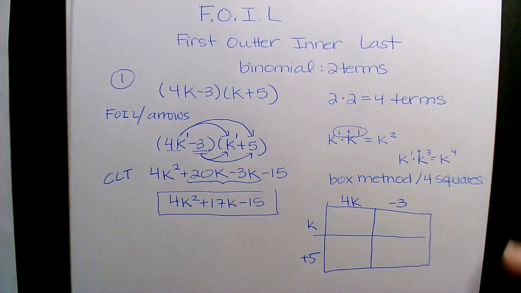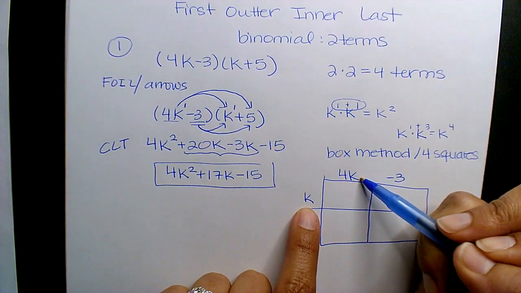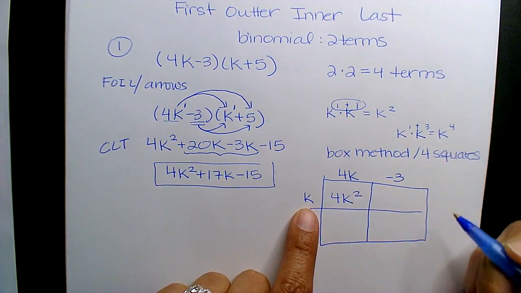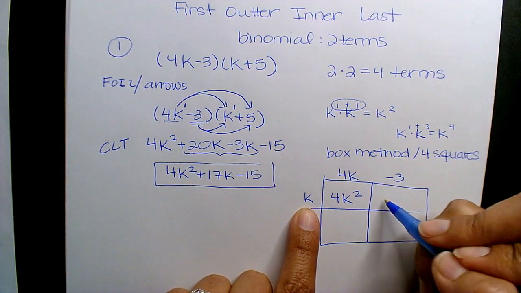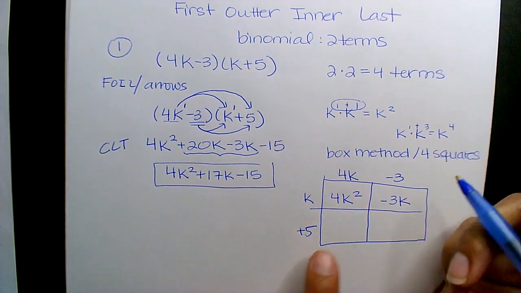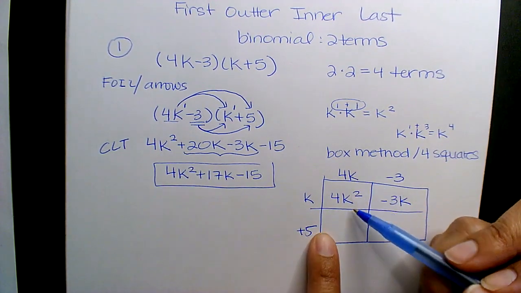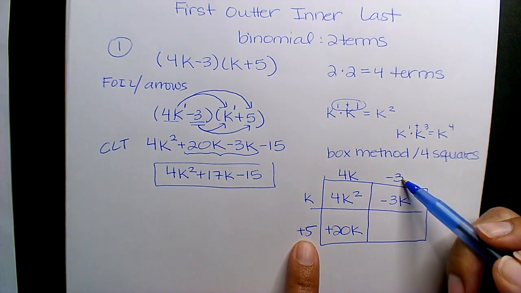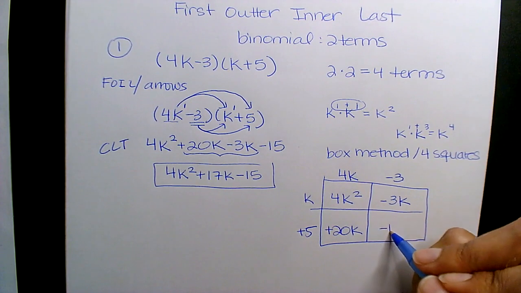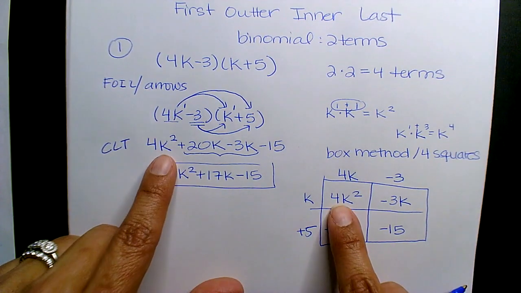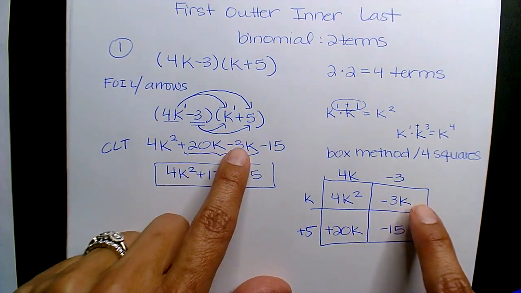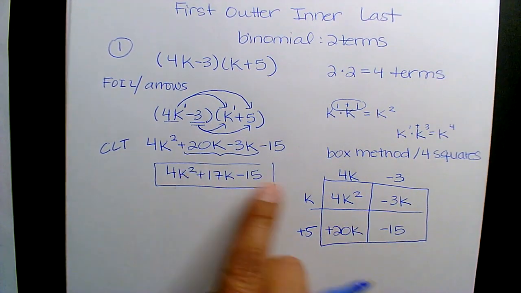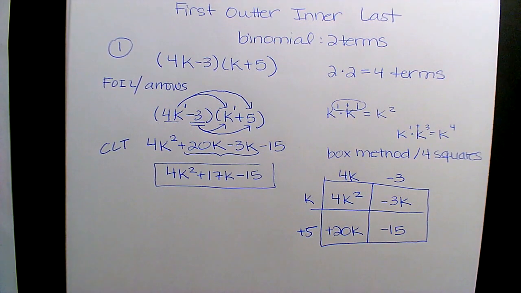All right, so look. What's 4k times k? 4k squared. What's negative 3 times k? Negative 3k. What's 4k times 5? 20k. What's negative 3 times 5? Negative 15. And so look, 4k squared, 20k, minus 3k, minus 15. So either or, you decide.